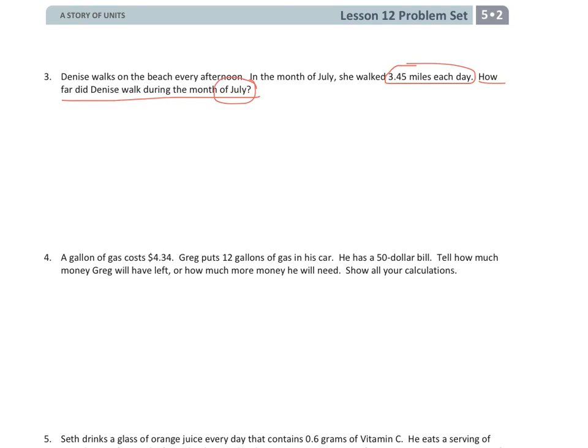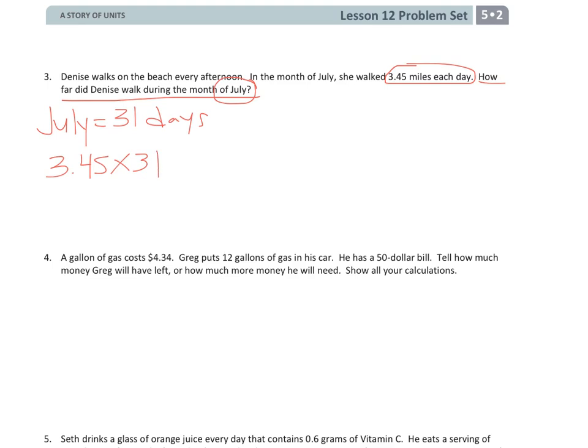A couple of background information that I need to know. You might be wondering, well, I'm not sure how many days are in July. I'll give you the hint. There's 31 days in July. So we're going to take 3 and 45 hundredths and we're going to multiply that by 31.